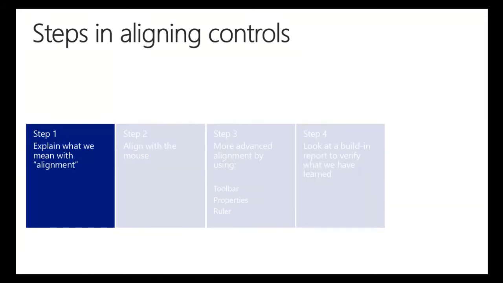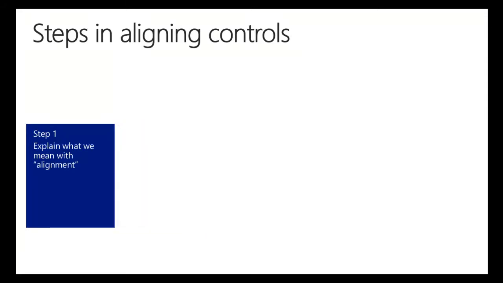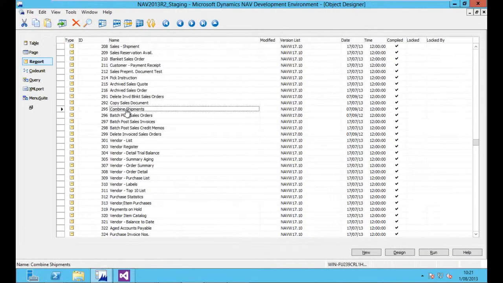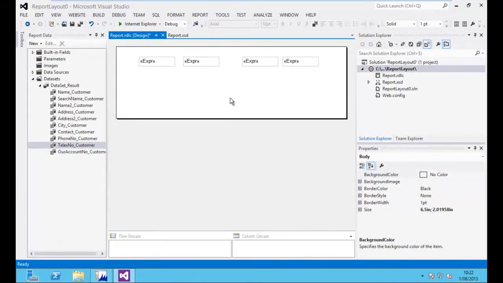So let's get started. First, let's explain what we mean with alignment. I will do that by taking you to the development environment of Microsoft Dynamics NAV and go from there. I will not explain how to create reports, as this is not the focus of the video. To explain what alignment is, it doesn't really matter what the report does. It does matter how the controls look.